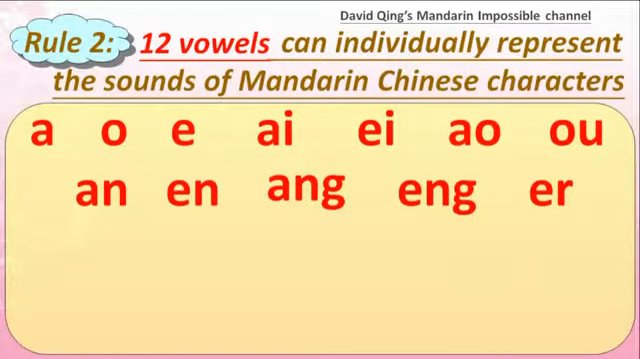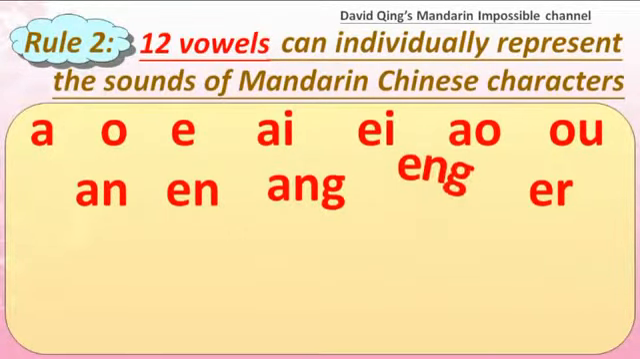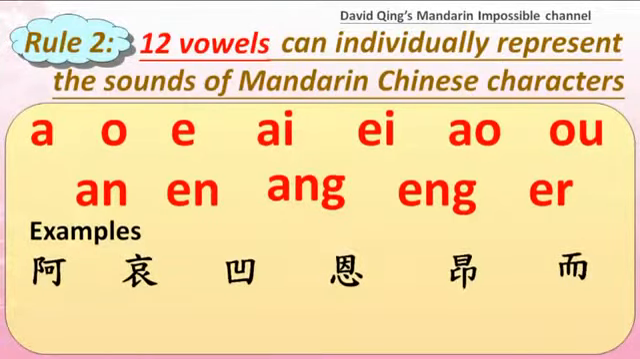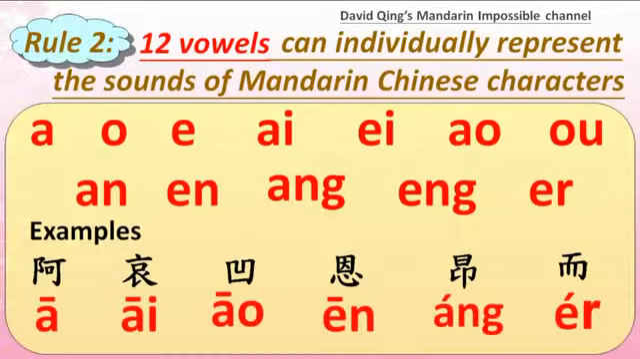They are a, o, e, ai, ao, ou, an, ang. Here are some examples of the characters' pronunciation represented by vowels only. They are a, ai, ao, ang.